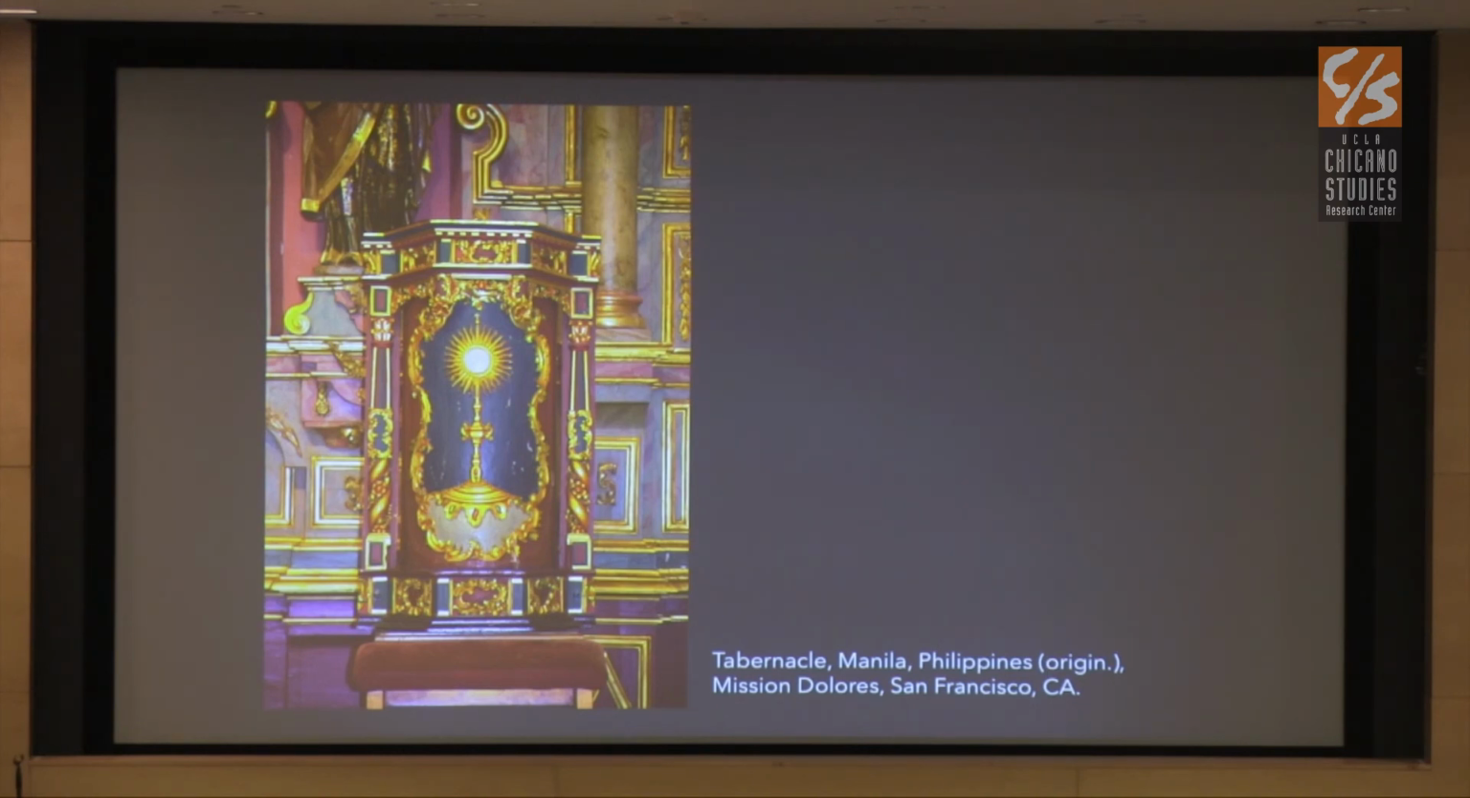The tabernacle and the monstrance require two different relationships from the believers in the church. One prays to the host in the tabernacle, and one adores the host in the monstrance. These two relationships prevent one from worshiping an object and thus put one's belief and relationship in a very particular configuration.